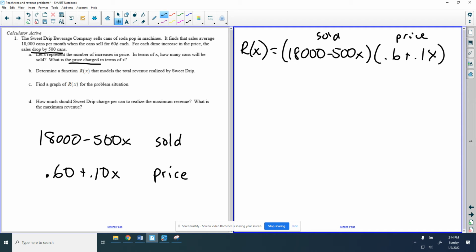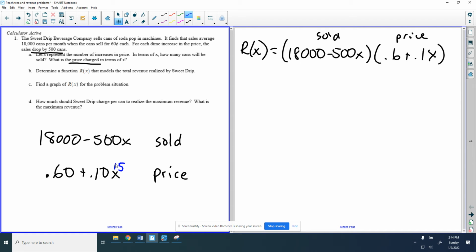Well, notice I'm making a dime increase in price. So if I made 15, here I'm going to put in 15. That's going to give me $1.50 plus the 60 cents. I'm going to end up having them charge $2.10 per can of soda. This must be an amusement park or something because I don't think I would pay that at a grocery store. But the amount that they should charge to get maximum revenue is $2.10.